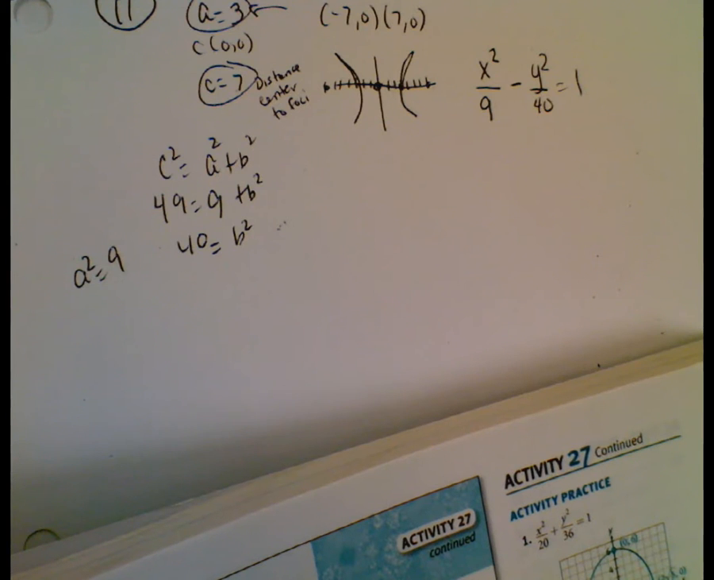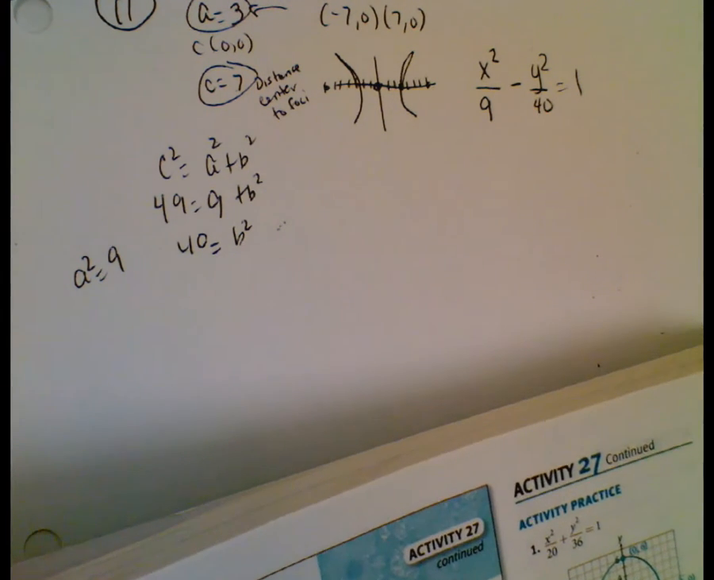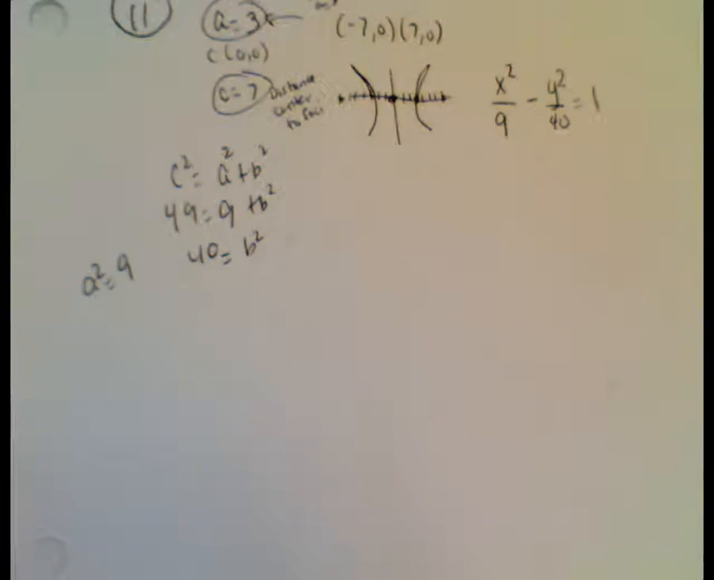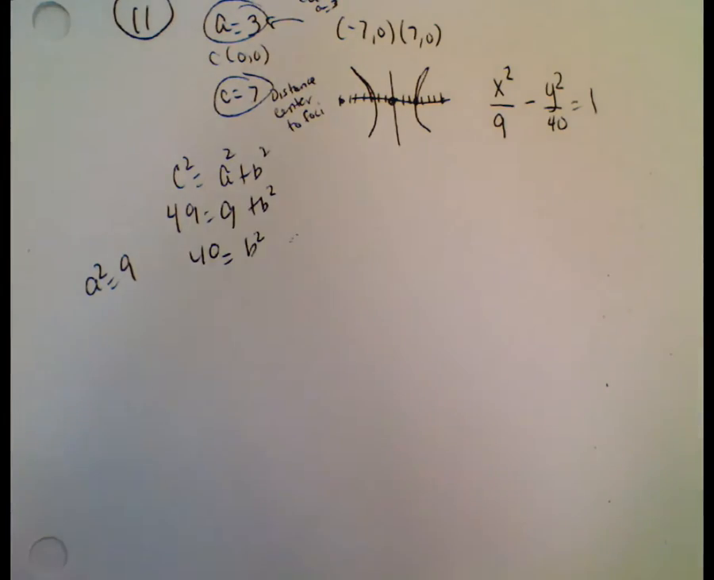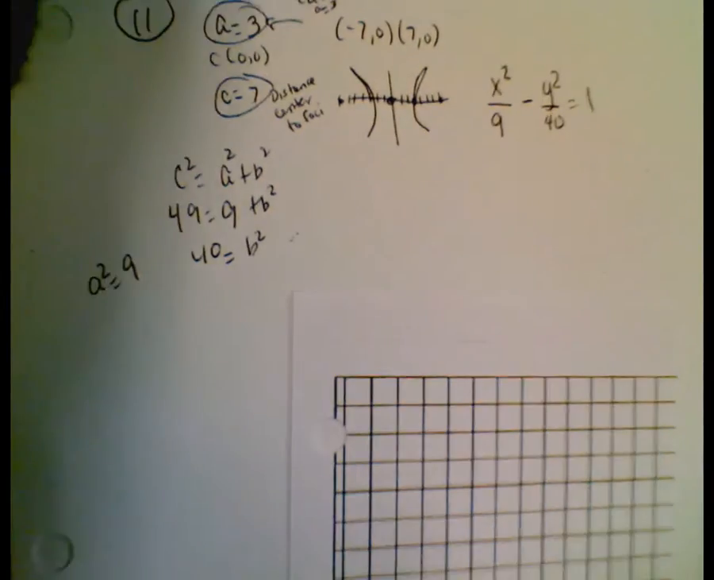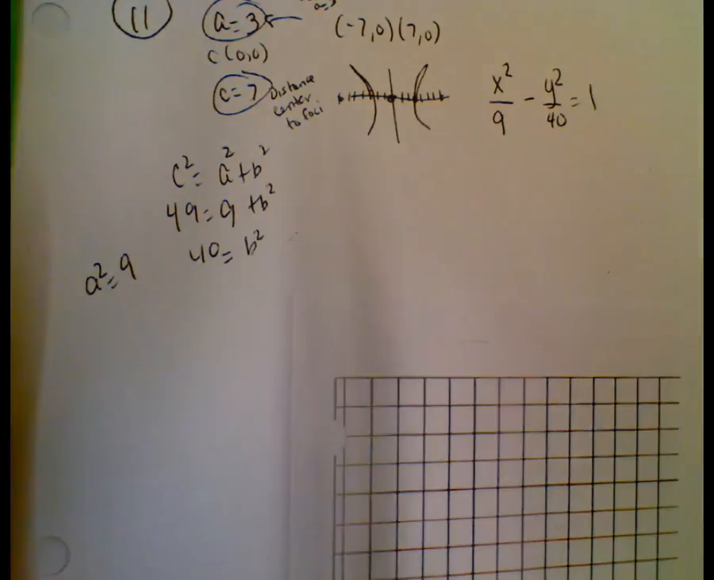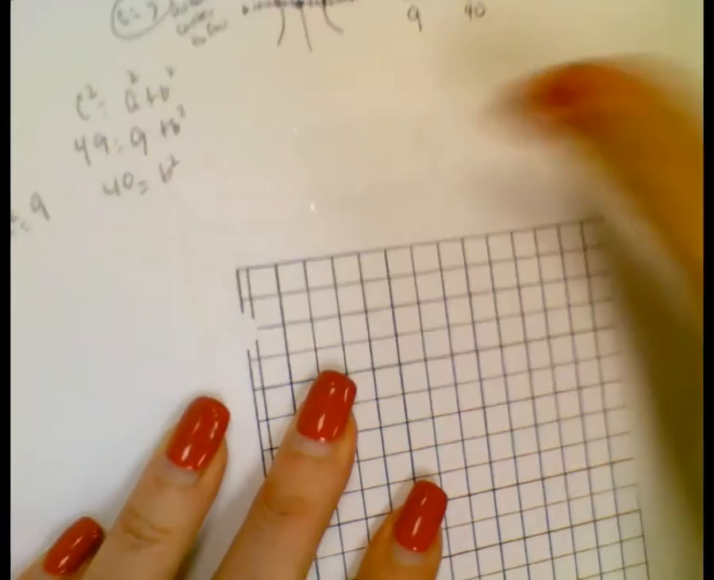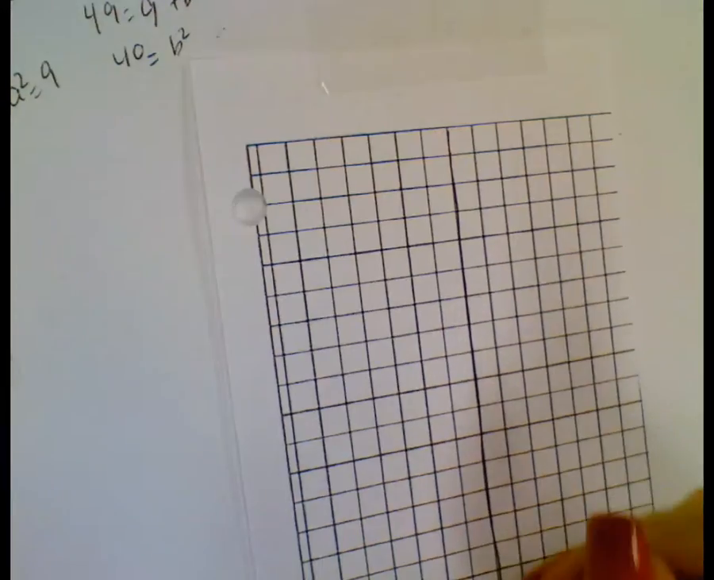Then sketch the graph of the hyperbola. Identify the coordinates of the center, the foci, and the vertices, and the equations of the asymptotes. Let's just get a nice graph going here. To get a nice graph, we need an x and y axis.